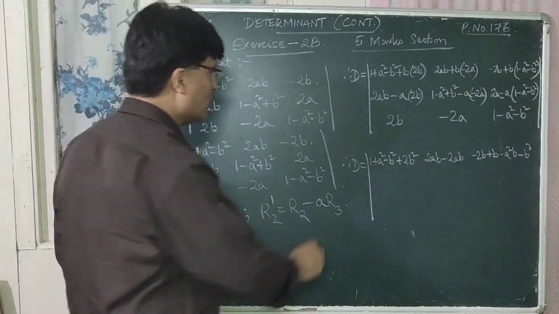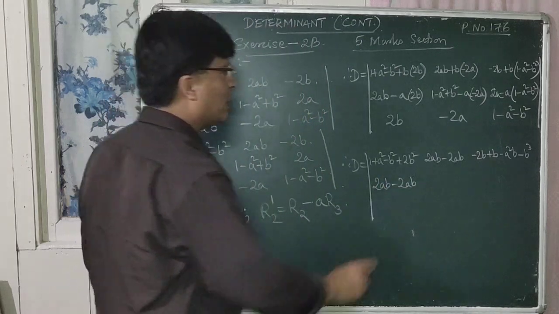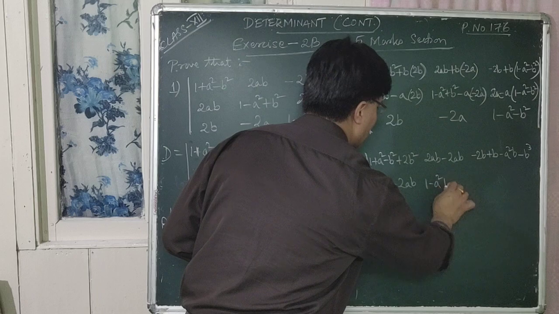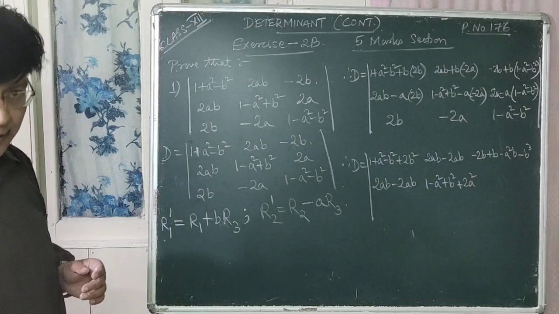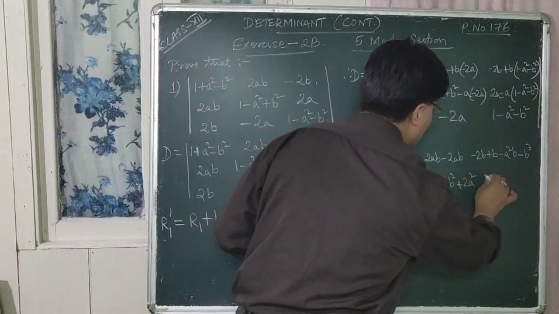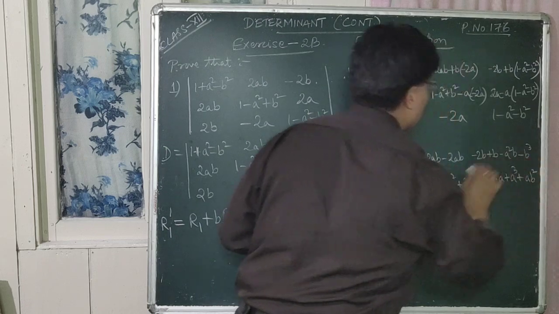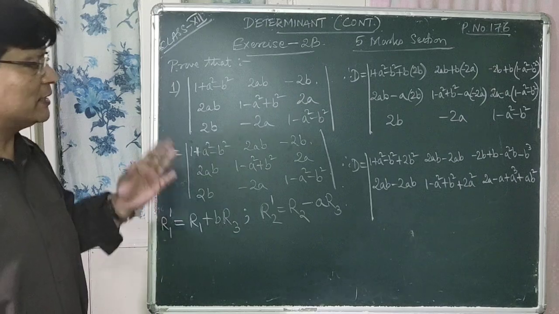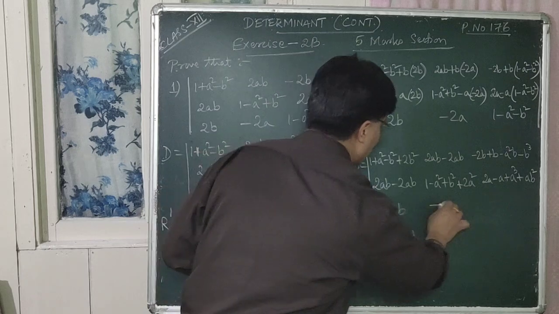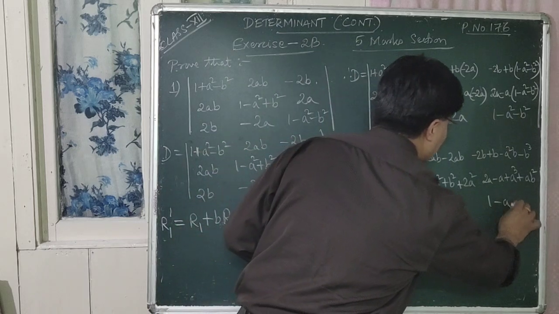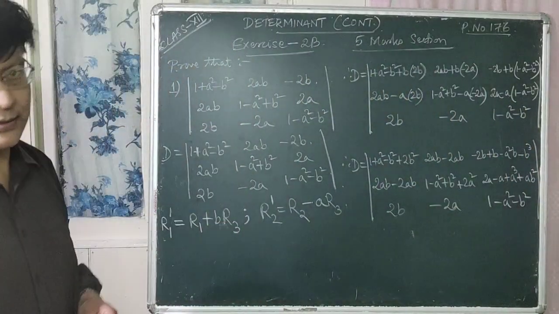Next, what is the new second row? 2ab minus 2ab. What is the second element? 1 minus a square plus b square plus 2a square. We are just simplifying it. What is the third element? 2a minus a plus a cube plus ab square. This is the third element of the second row. It is just simplified, okay? Now, 2b, minus 2a, 1 minus a square minus b square. So this is the determinant, okay?